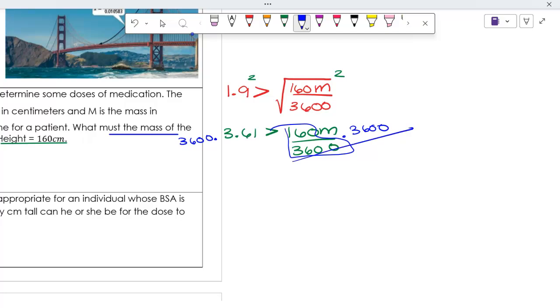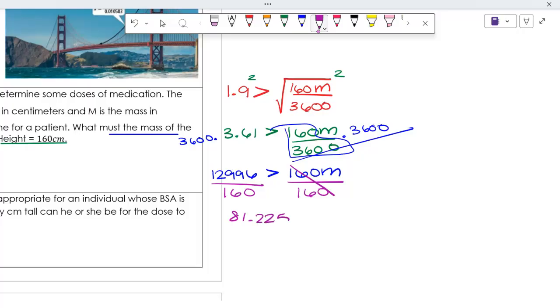So when I do 3,600 times 3.61, that gets me 12,996, and that's going to be greater than 160 times M. Then to get M by itself, I'm going to divide both sides by 160. Now that I've divided, that gets me 81.225 is greater than M.